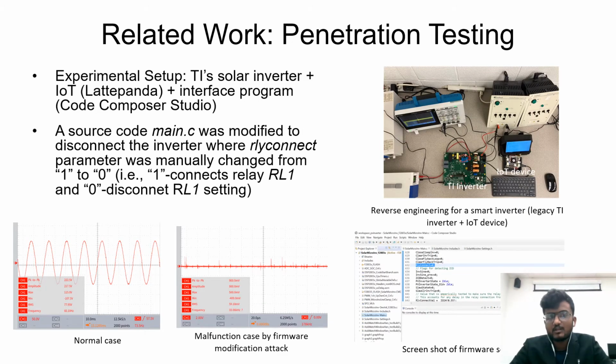In the penetration testing, we have the experimental setup at the top right corner. You can see the TI inverter, and there is an IoT device, which is a LattePanda, and we also have Code Composer Studio running on the IoT device. The IoT device is running Windows. Basically, this IoT device accesses an interface, takes information from the inverter, and sends it to the blockchain. The main reason for this slide is that we have done some penetration testing. We changed the value of the relay in main.c, which is a firmware file of the TI inverter. After doing so, you can see on the oscilloscope the normal case, and the other one is a malfunction caused by a firmware attack.